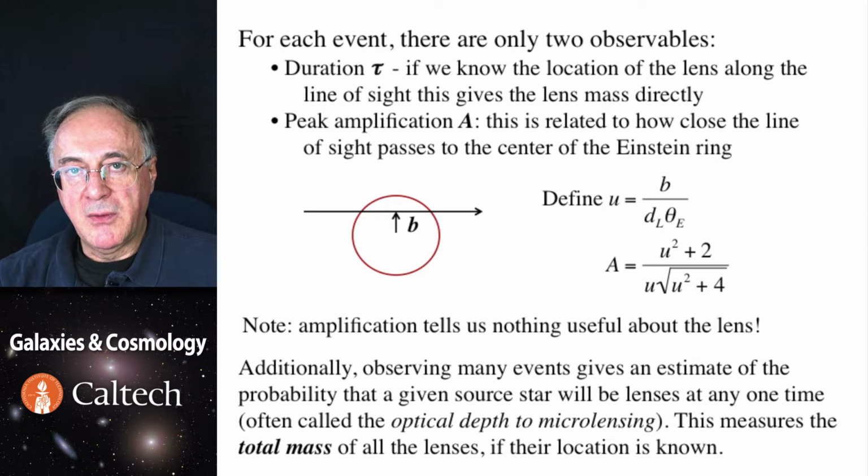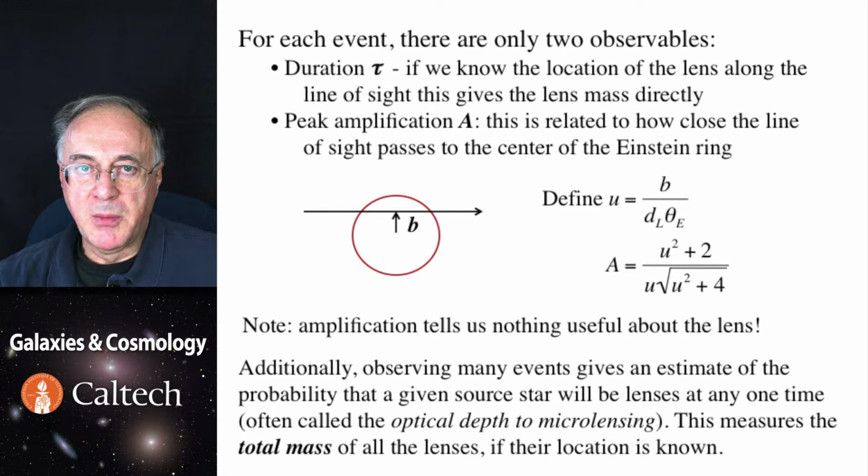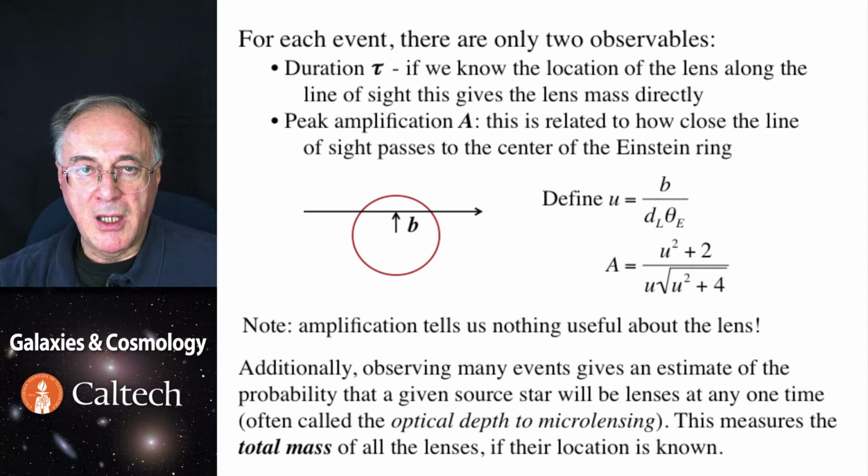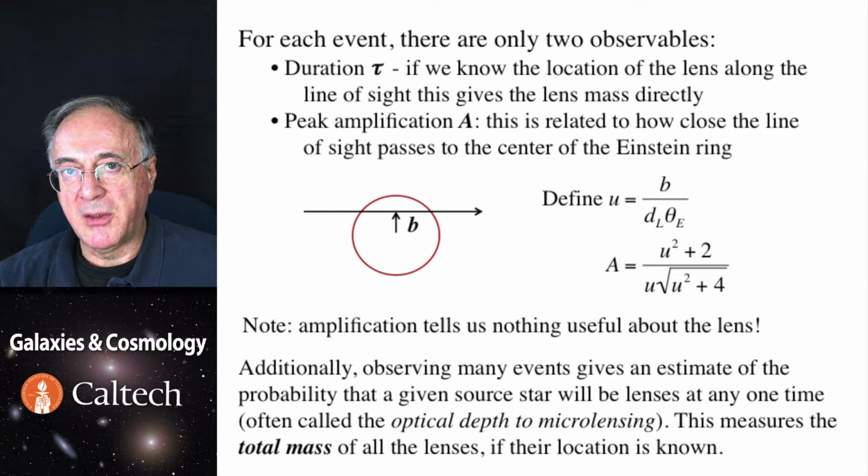So for an individual event, there are only two things we measure. We measure duration and the amplitude. The amplitude is simply telling you how well aligned you are. It doesn't say anything about lenses. The duration tells you about either the velocity dispersion or the individual masses. And the total number of lenses you see is telling you something about their density.